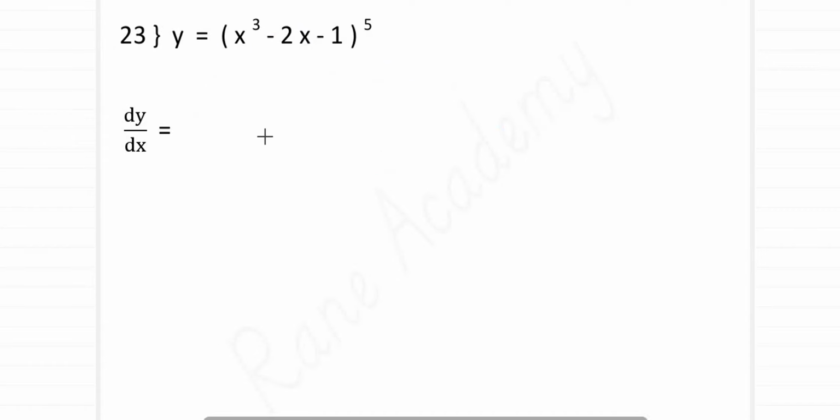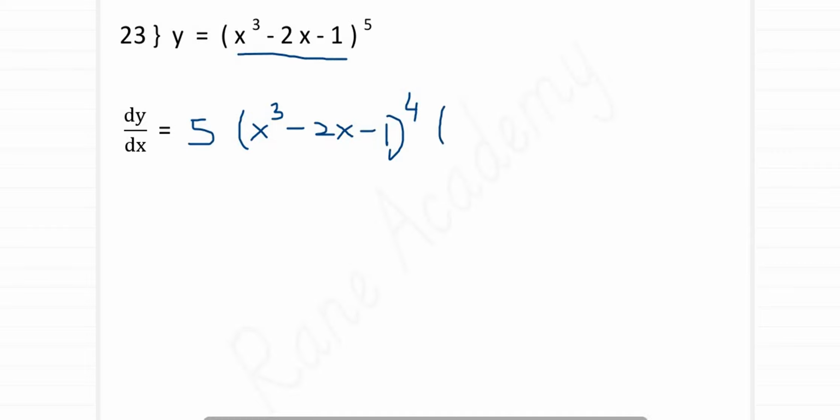Question number 23. What we have, (x cube minus 2x minus 1) whole raised to 5. So it is of the form x raised to n. Now the derivative of x raised to n is n x raised to n minus 1. So here n is 5. Now in differentiation, the power gets reduced by 1. So here the power is 5, it gets reduced by 1 and we get 4. So (x cube minus 2x minus 1) whole raised to 4. Now instead of x, what we have is x cube minus 2x minus 1.